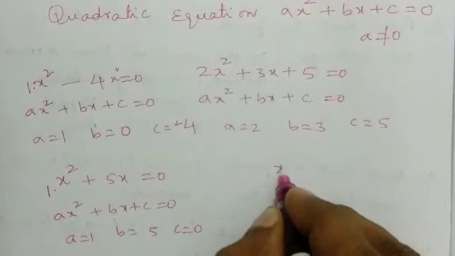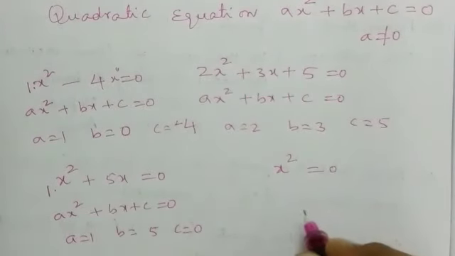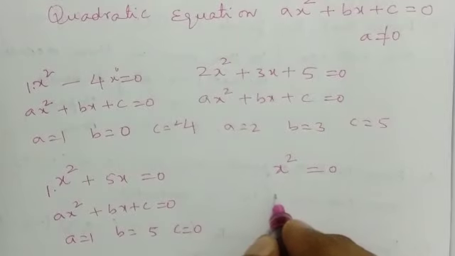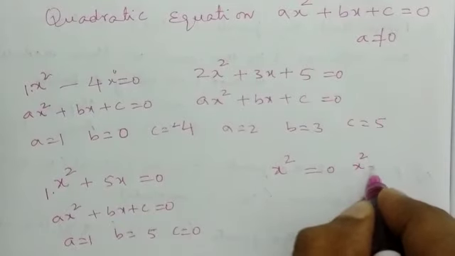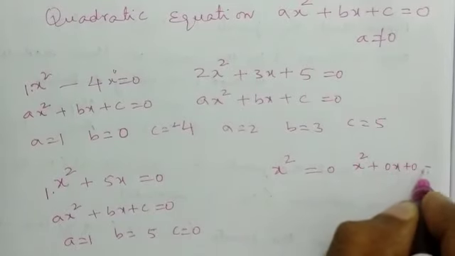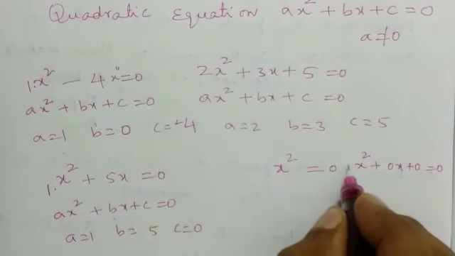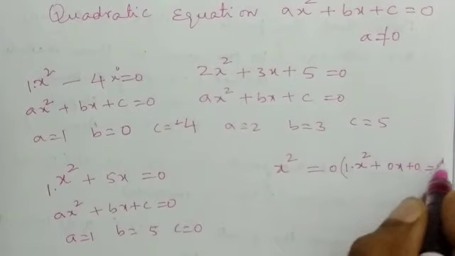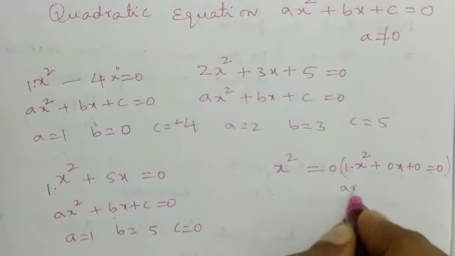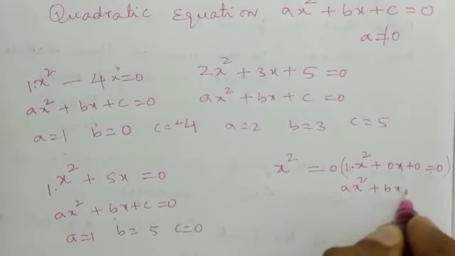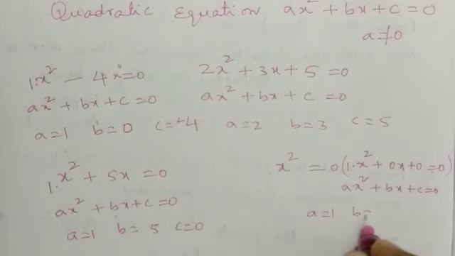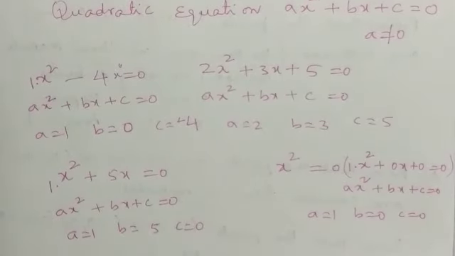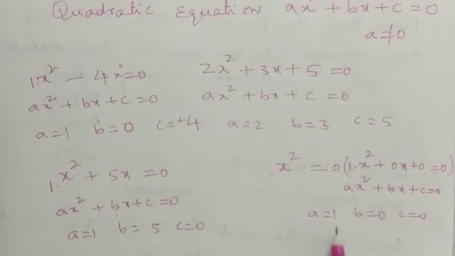One more example. x square equal to 0. This is a quadratic, because you can write it like this: x square plus 0x plus 0 equal to 0, in the form of ax square plus bx plus c equal to 0. So what is a? a equal to 1, b equal to 0, c equal to 0. What do you observe? Here a is not equal to 0 and the rest, b and c, are zeros.